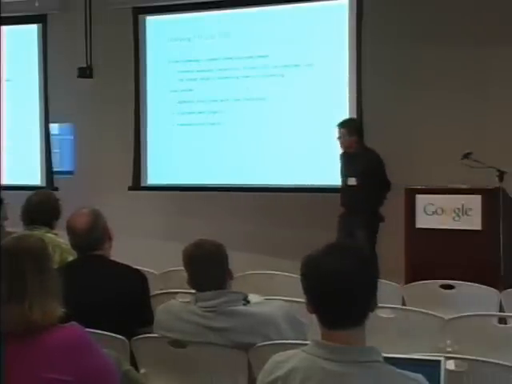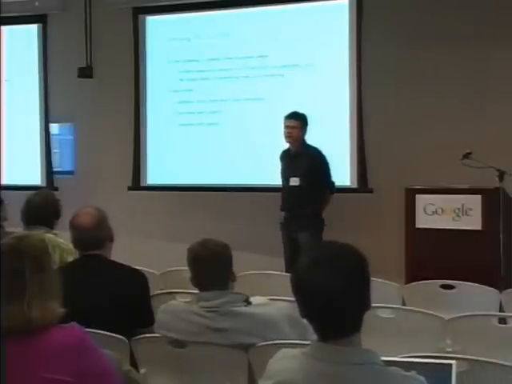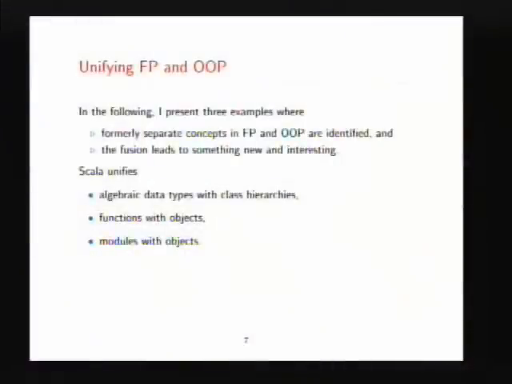So in the following, I'll show you three. I can't show you the whole language. I probably would need 2 hours, and you would grow tired. So I'll just pick three examples where formerly separate concepts of functional and object-oriented programming are now identified, and this fusion leads to something new and interesting.